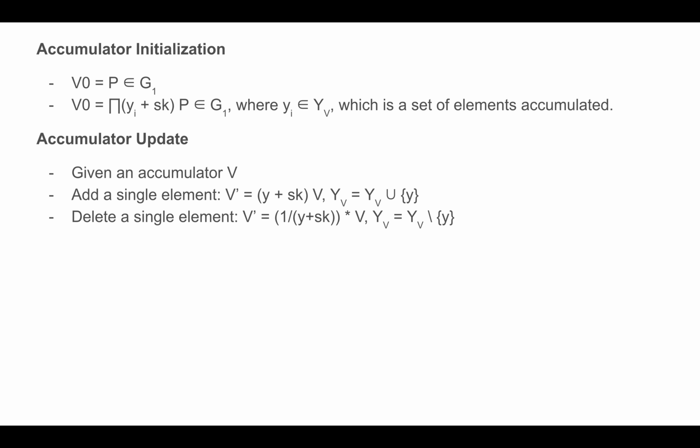To initialize the accumulator, you can initialize it with just the generator P, or you can denote the initialization as the product of (yi plus secret key). The yi are like the 1, 2, 3 elements that are initiated in the example. To update the accumulator with a single update, you just need to multiply the current accumulator by (y plus secret key), and to delete, you just need to divide by (y plus secret key).